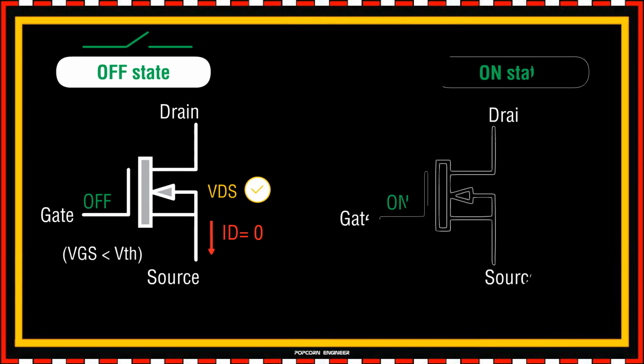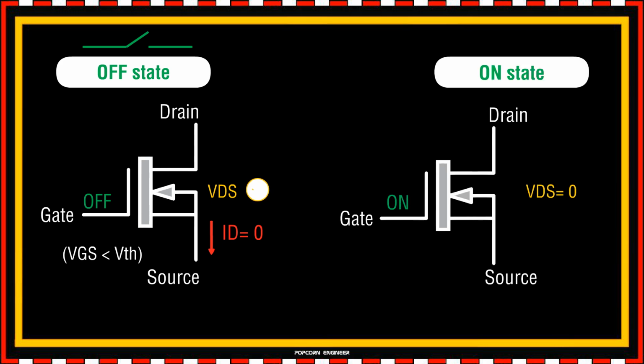In the on-state, the VDS drops to nearly zero, and the MOSFET acts like a closed switch, allowing maximum current to flow from drain to source. The on-state occurs when VGS is higher than the threshold voltage.